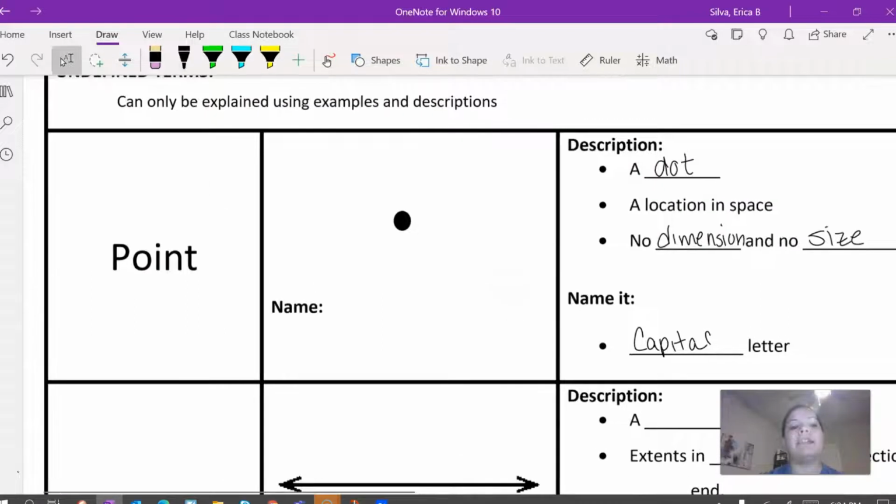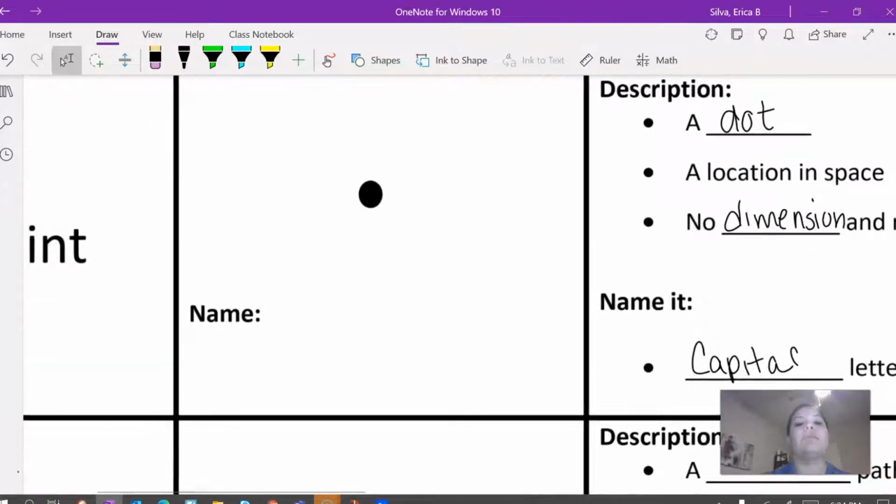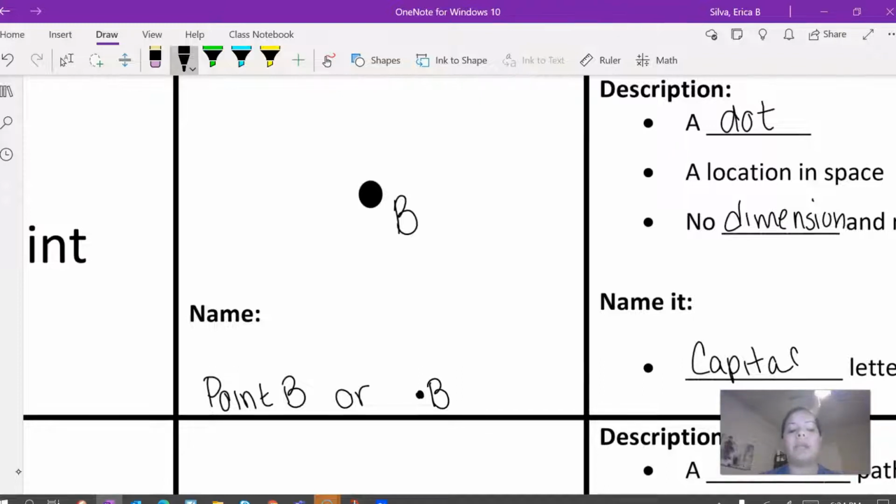Now, if you look at this image of a point, there's usually a capital letter next to it. That is the name of the point. So we can say this is point B, or we can use the symbolic way, just simply drawing a point and then putting the letter B.